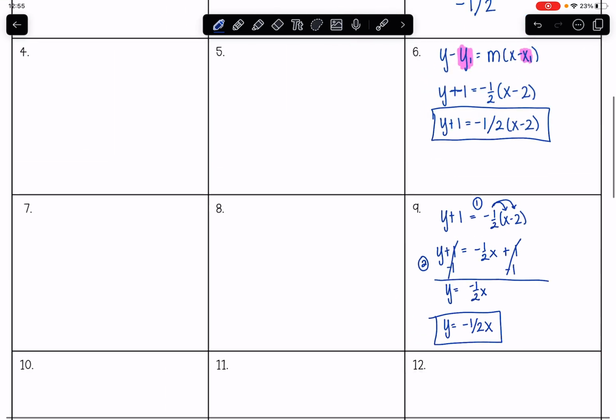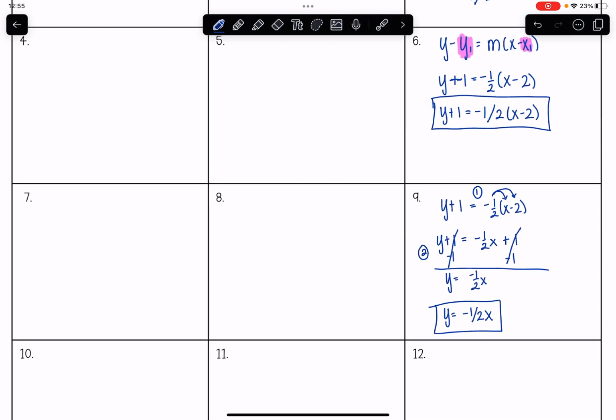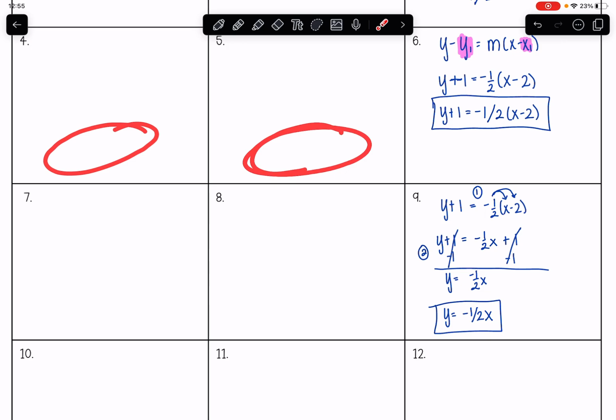Okay, so you're going to do the next two now. You're going to do 7 and 8. So you're going to solve whatever you got for your previous answer for 4, solve whatever you got for your previous answer for 5, and then that's going to be typed in here.